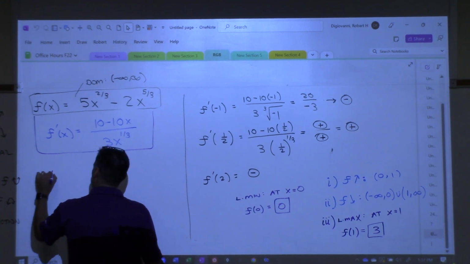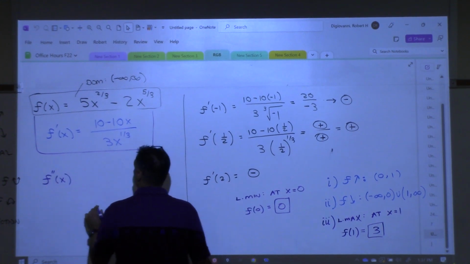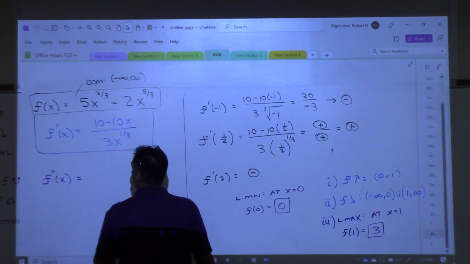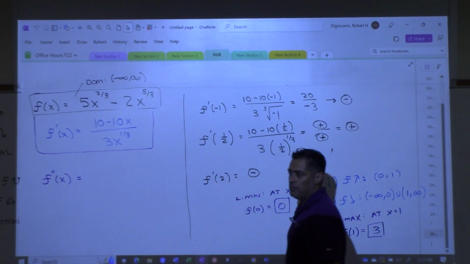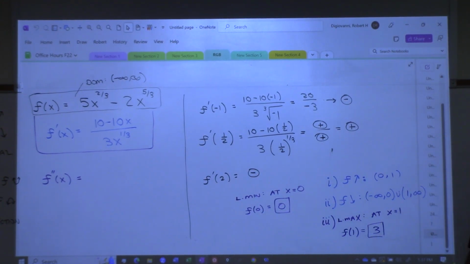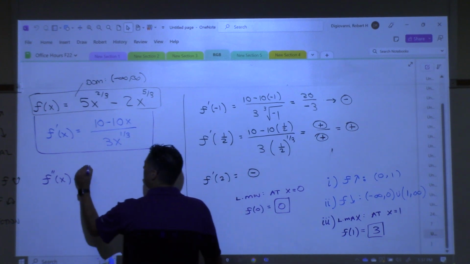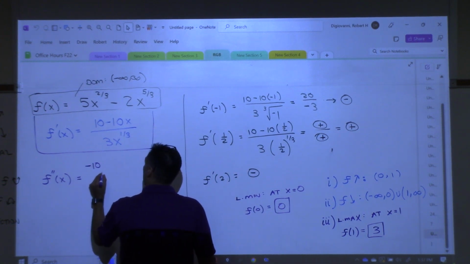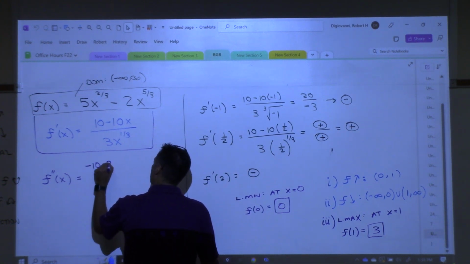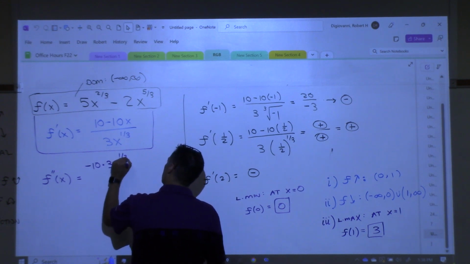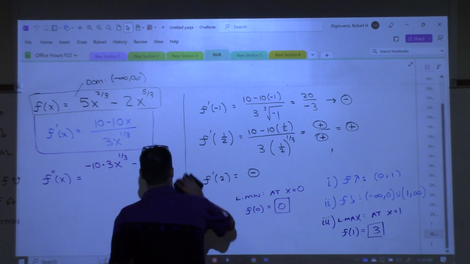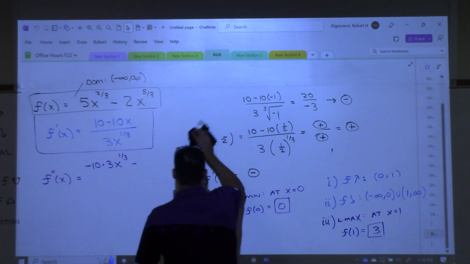All right, so I need to take the derivative of that, which means I'm going to have to apply the quotient rule. You don't have to. You could actually split this up into 2 fractions and do it that way, but I'm going to go with quotient rule. Derivative of top is -10 times the bottom, which is 3x to the 1/3, minus, okay, this is tricky. What's the derivative of the bottom?